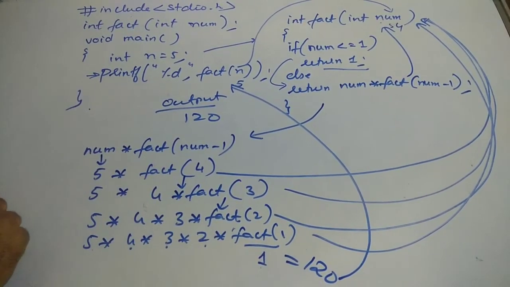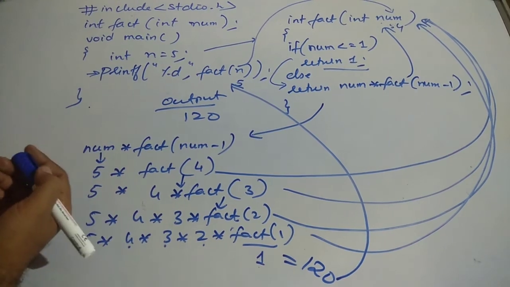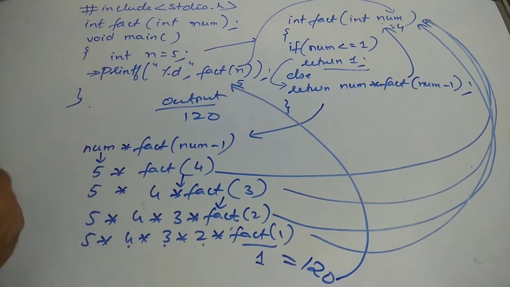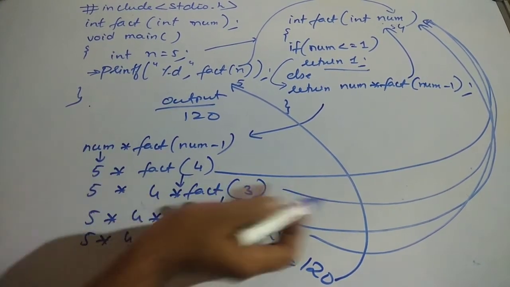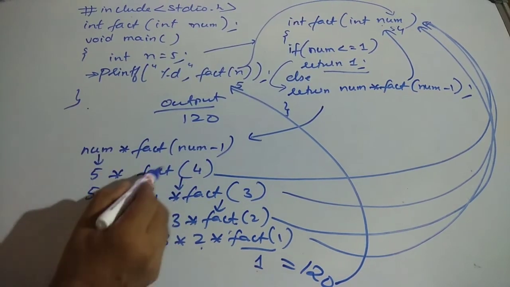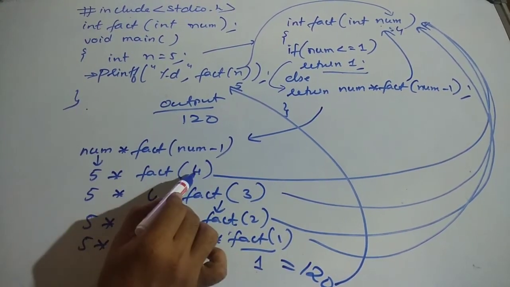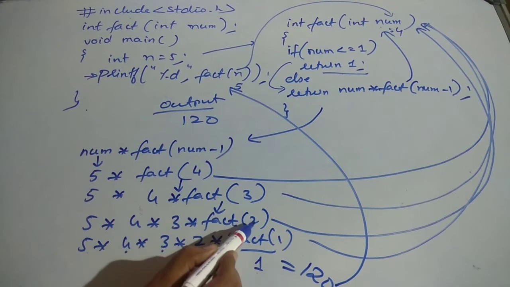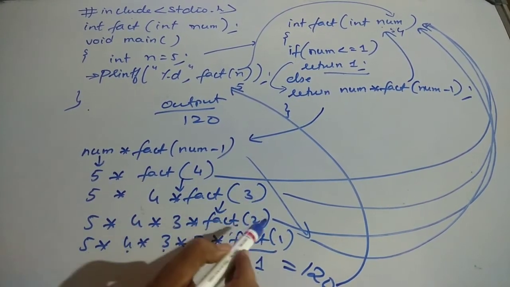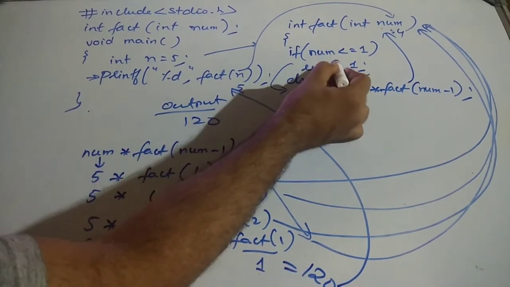So this is how we can solve the factorial of a given number by using a recursive program. And one thing you can see, after each and every step, every time you make a call to the recursive function, you are nearer to the solution. First it was 4, next time it was 3, next time it was 2, next time it was 1.